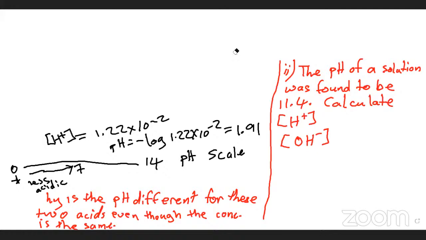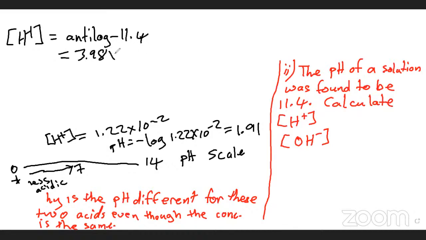All right, so we have the pH. So we can simply say the hydrogen ion concentration is the antilog of negative the pH, which is 11.4. That would have given me 3.98 times 10 to the minus 12.